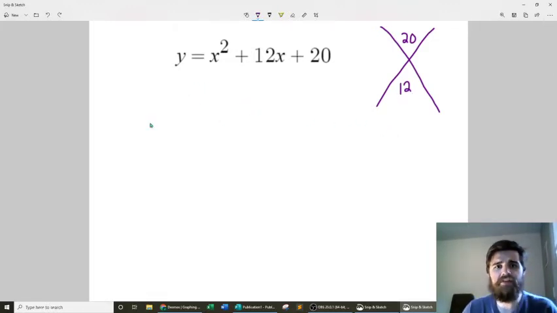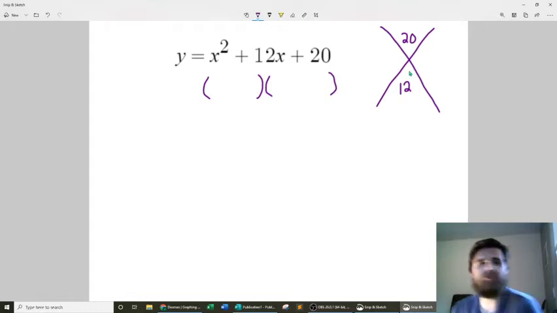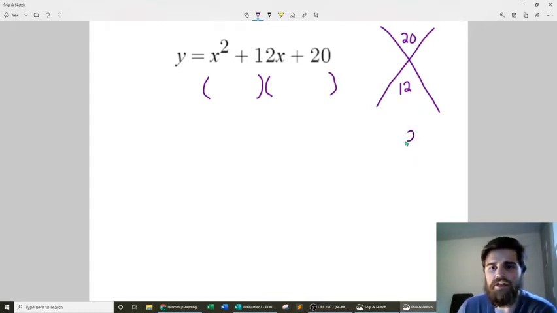For some of us, those two numbers are going to jump right out at us. We're going to understand what those two numbers are right away because we're really good at our times tables and we have these things memorized. But if the numbers don't jump out to you, we can think carefully about this and see if we can figure it out. So I always like to start with this c value.